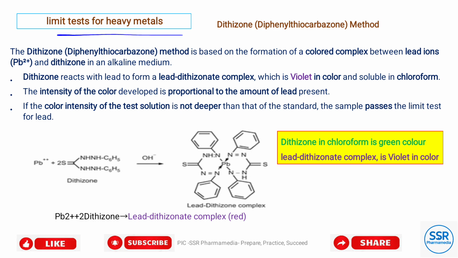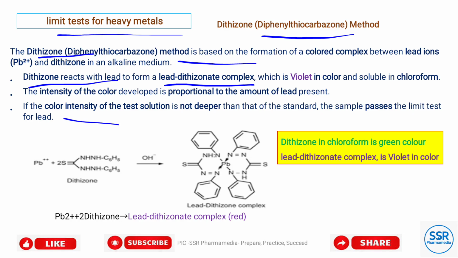In the limit test for heavy metal, also called the diphenyl thiocarbazone test or dithizone test or method. The dithizone method is based on the formation of a colored complex between lead ion and dithizone in alkaline medium. Dithizone reacts with lead to form lead dithizone complex, which is violet in color and soluble in chloroform. The intensity of color developed is proportional to the amount of lead present.